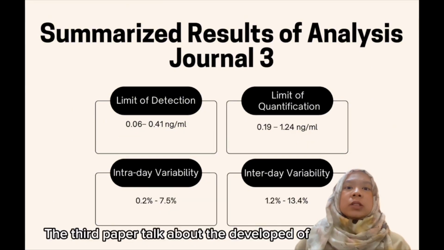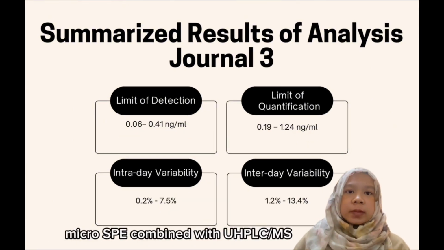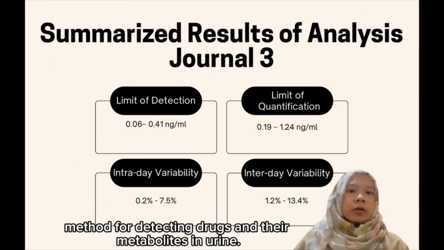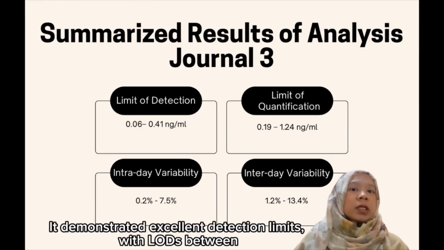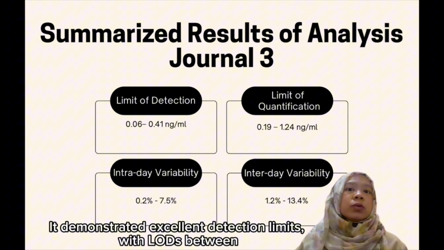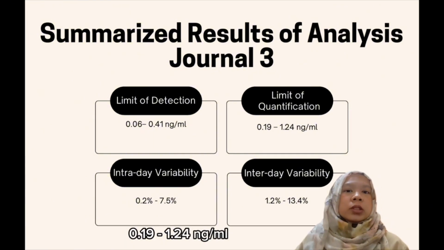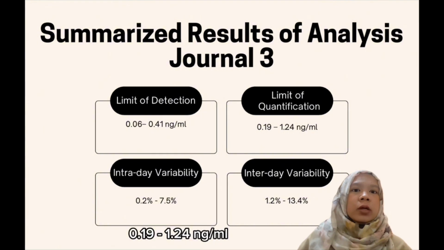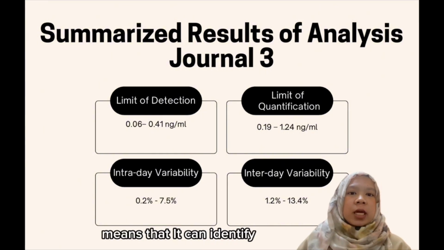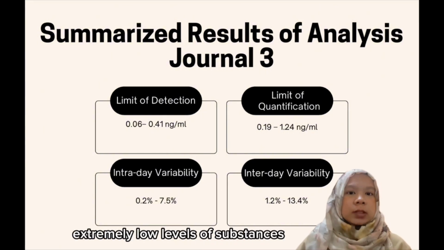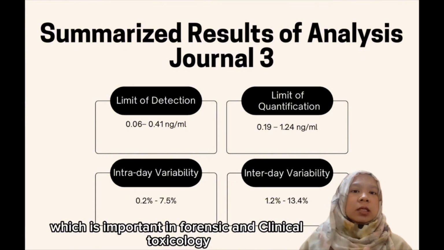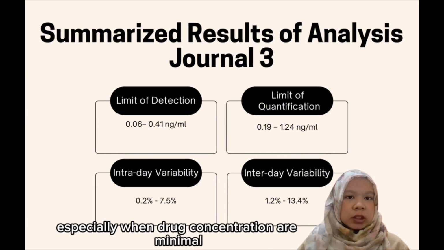The third paper talks about the development of a micro-SPE combined with UHPLC-MS method for detecting drugs and their metabolites in urine. It demonstrated excellent detection limits, LOD between 0.06 and 0.41 nanogram per milliliter, and LOQ between 0.19 and 1.24 nanogram per milliliter. This means that it can identify extremely low levels of substances, which is important in forensics and clinical toxicology, especially when drug concentrations are minimal.